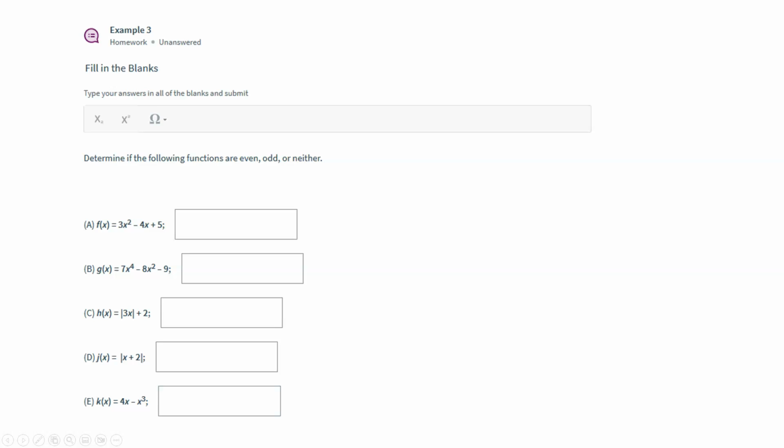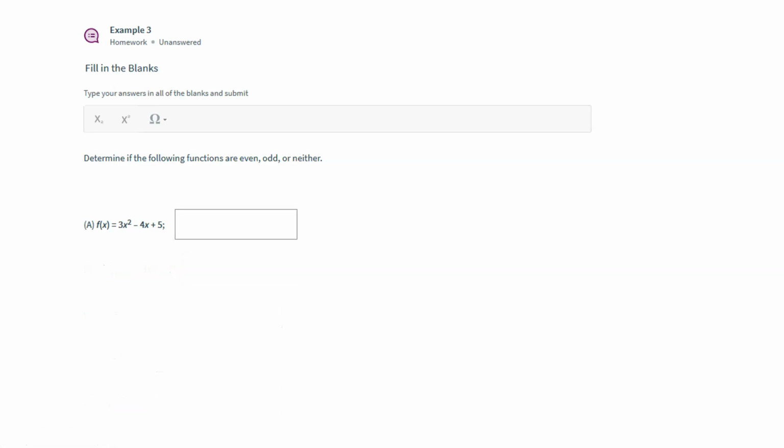So looking at these individually, the way you would determine this algebraically is, you're given f of x equals 3x squared minus 4x plus 5. What you want to do first is see what f of negative x is. And that means you're just going to substitute negative x in for all the x's in this function here, and simplify it. If I square a negative x, it's just going to be a positive x squared. This minus 4 times negative x is going to become a plus 4x. So I'm going to end up with 3x squared plus 4x plus 5.